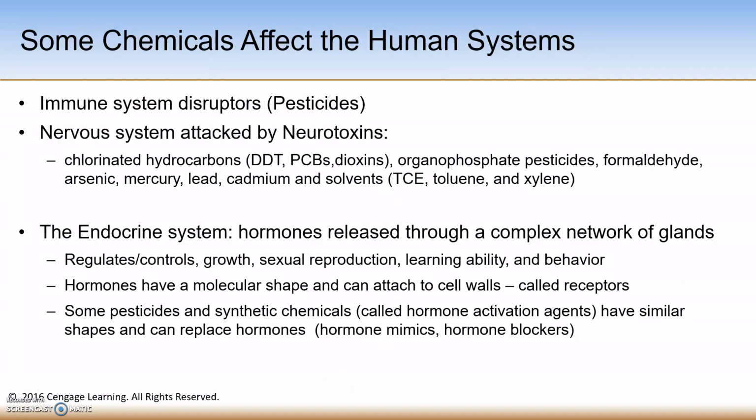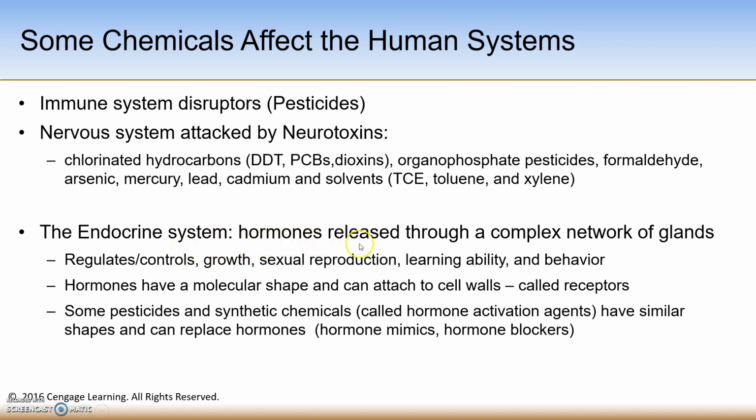There have also been documented studies that some chemicals can affect human systems, including the immune system, the nervous system, and the endocrine system. Pesticides have been documented to impact the immune system. Neurotoxins and chlorinated hydrocarbons like DDT, PCBs, and dioxins, as well as some heavy metals, have been known to attack the nervous system. Most recently, an area of research and study is the impact of chemicals on the endocrine system and our hormonal system.